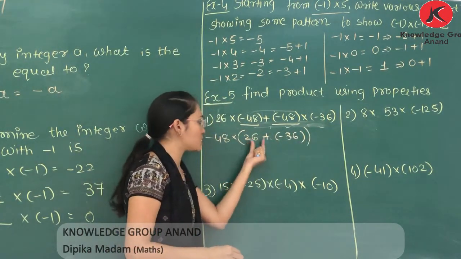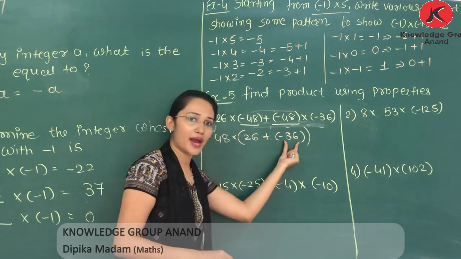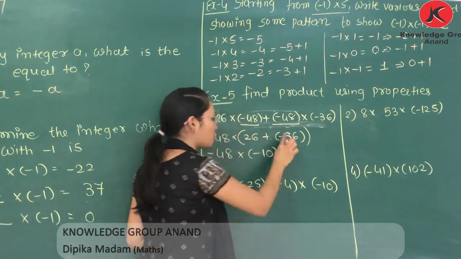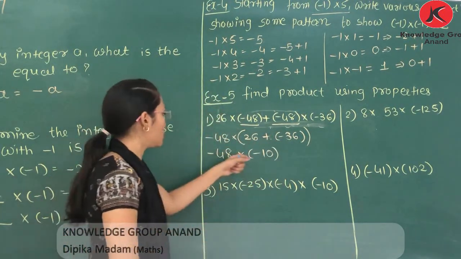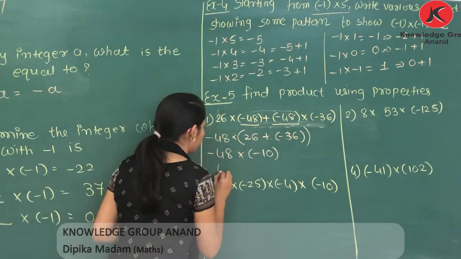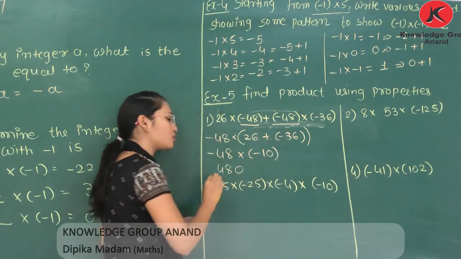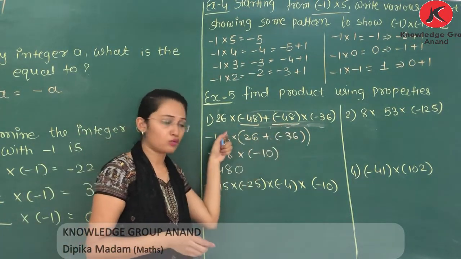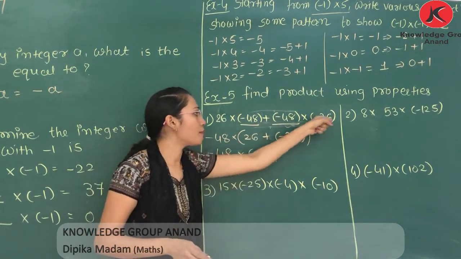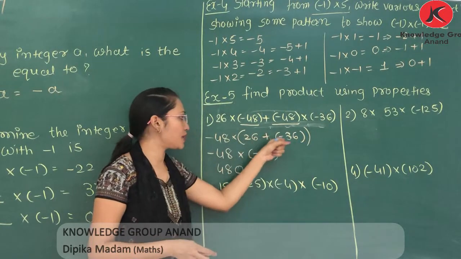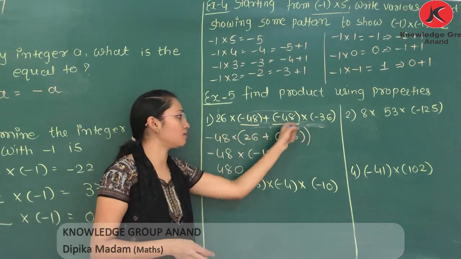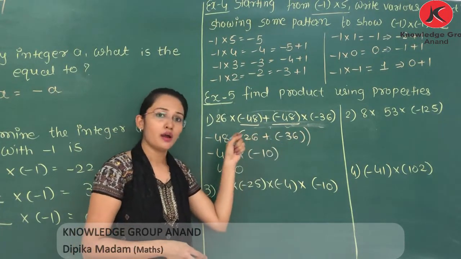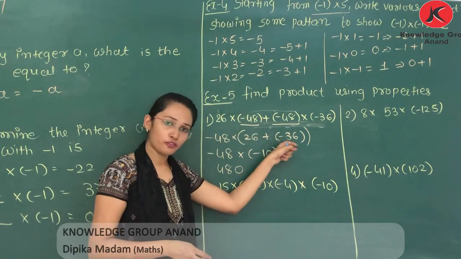Now 26 is plus, -36 is minus. So the answer is what? -10. One positive, one negative. The answer is -10. Now multiplication of that. So it is 480 positive because of two negative signs. Clear? Again -48, -48, take out common. 26 plus -36 as it is. One is a positive integer, one is a negative integer. So subtraction of numbers, 36 minus 26, that is -10. Why? Because of the sign of the greater number.